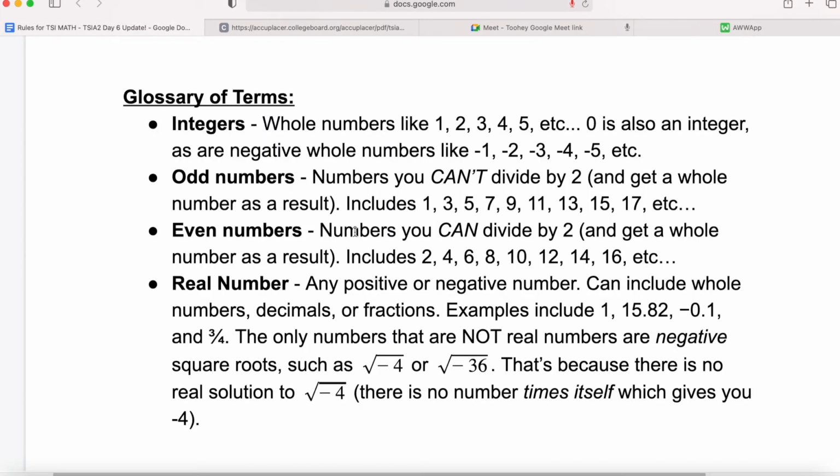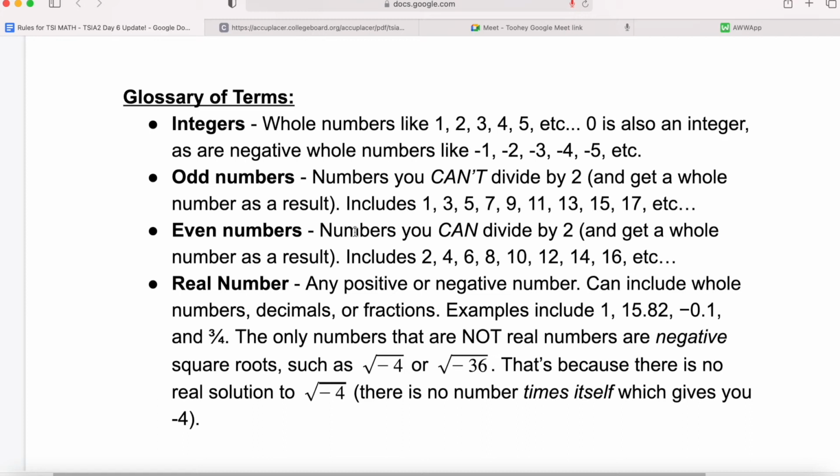Okay, this one's a little tricky to wrap your head around. I'm going to explain it in detail here so you understand that. Go ahead and go to the glossary on the rules for TSI Math. Last bullet point there in the glossary. Go ahead and read that bullet point for me, please. Any positive or negative number can include whole numbers, decimals, or fractions. Examples include 1, 15.82, negative 0.1, and 3/4.